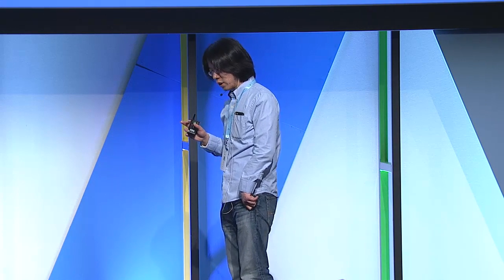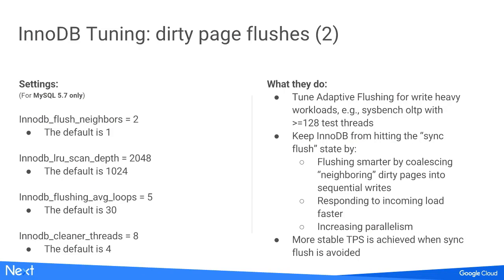So the next set of parameters that we tuned, which is currently for MySQL 5.7 only, and it's still in the process of being rolled out to production, which will be available everywhere probably in a few weeks, are really for tuning a problem called the sync flush problem. Remember, I just described how InnoDB writes to the redo log and to the dirty page, and then the dirty page gets flushed. Once it's flushed, the redo log space gets reclaimed.